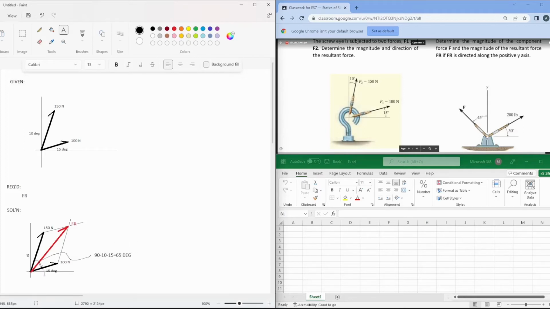Ngayon, if this is 65, diba? From geometry, if you have a parallelogram, kung ano yung angle dito, yun din yung angle dito sa opposite niya, diba? Tapos kung ano yung angle dito, yun din yung angle sa kabila. So, kung ito ay 65, ibig sabihin, itong angle dito, 65 din, no? Same value, 65.